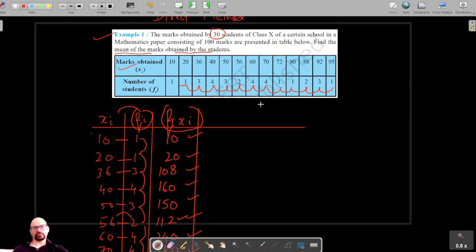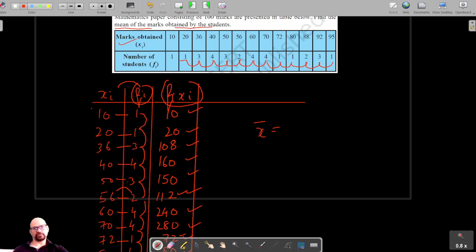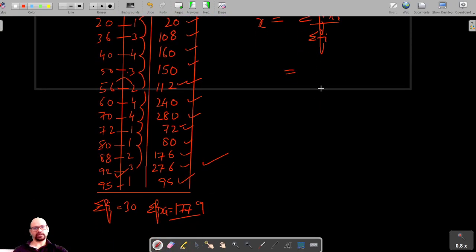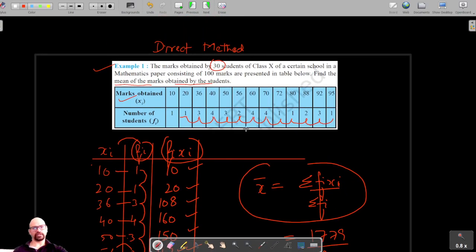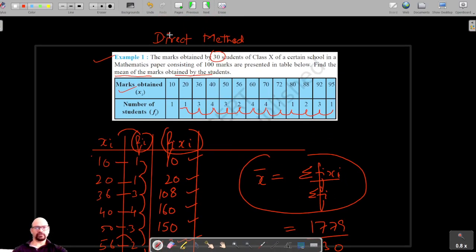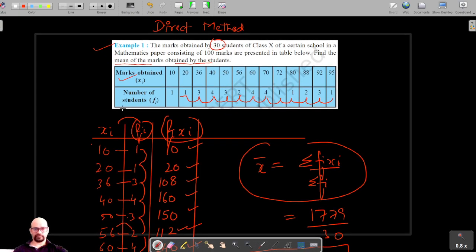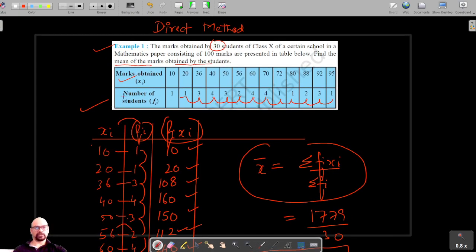Now, using the direct method. The direct method says that mean should be equal to sigma fi into xi upon sigma fi. Let's put in the values. So 1779 divided by 30 will give us 59.3. So the mean in this case is 59.3. That's how we use the direct method to find the mean of the given data.